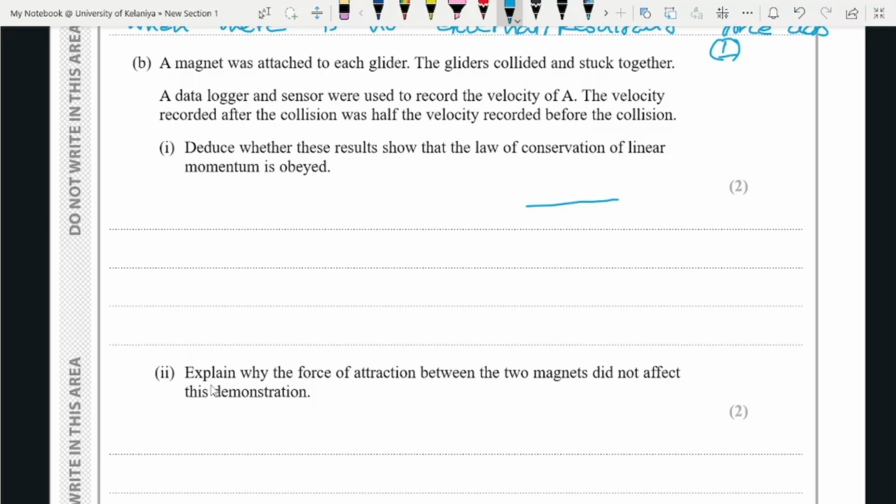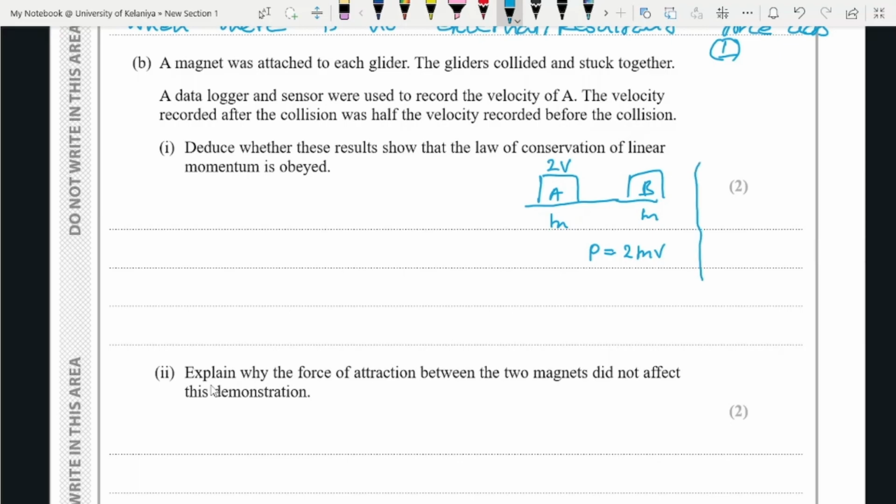Here this is our system before the collision, and here is glider A, and here is glider B. Suppose this one has mass m, this one has mass m, and this one is moving with a velocity of 2v. The momentum before the collision of the system is 2mv. Why? This one is stationary, so it has no momentum.